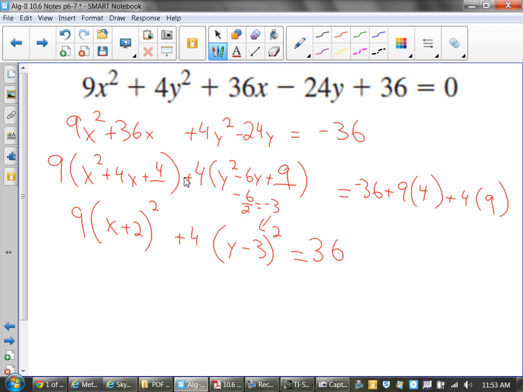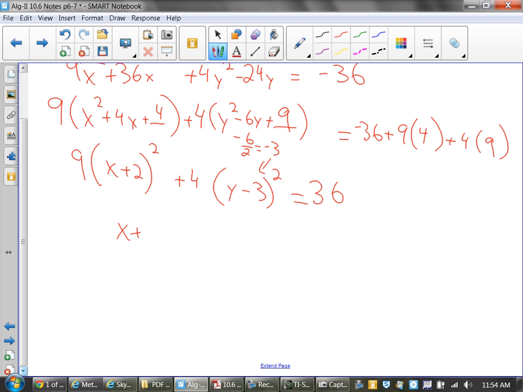Correct. So now when you divide everything out by 36, you get x plus 2 quantity squared over 4, y minus 3 squared over 9. Is that an ellipse or is that a circle? It's an ellipse. If a and b were the same, it would have been a circle. So you get to that point, you've got your calculator, and you're like, I don't know what graph it is. That's why you have a calculator.